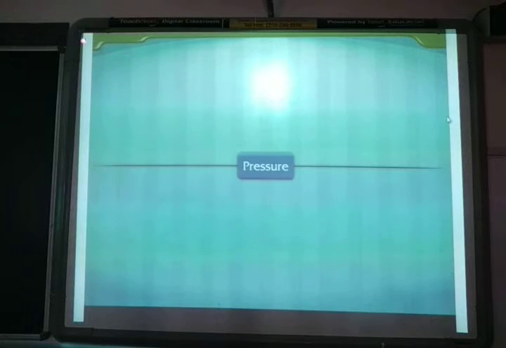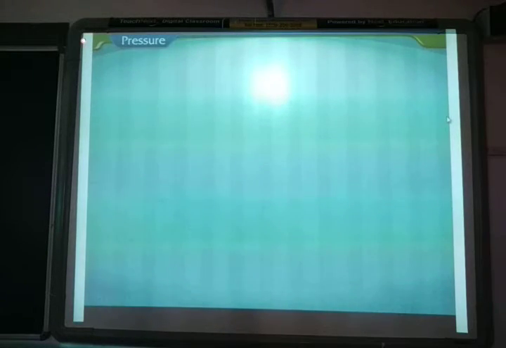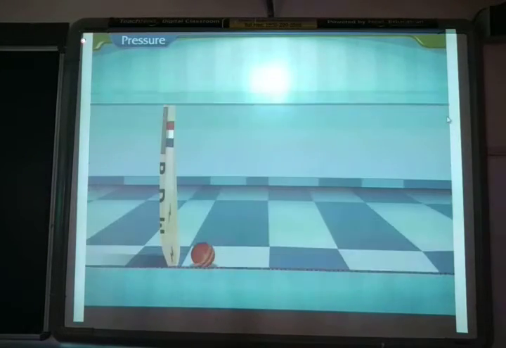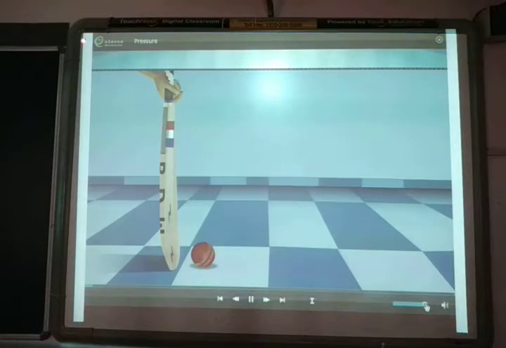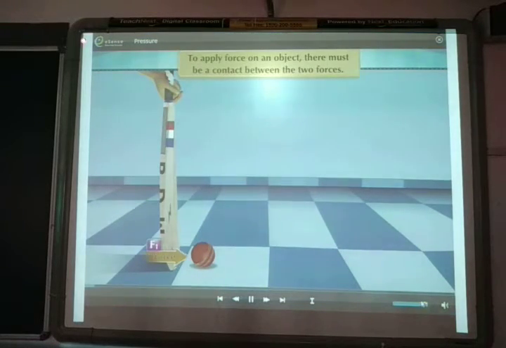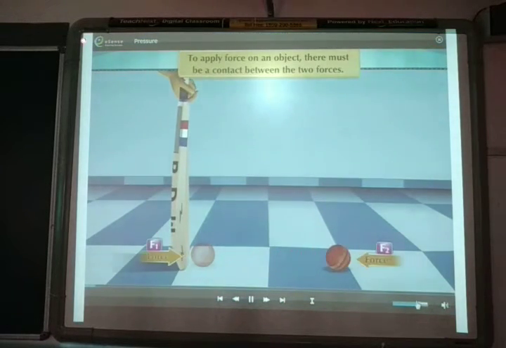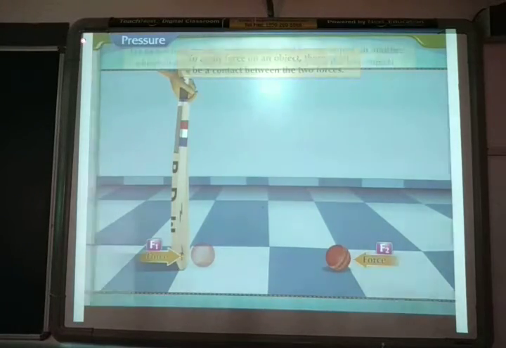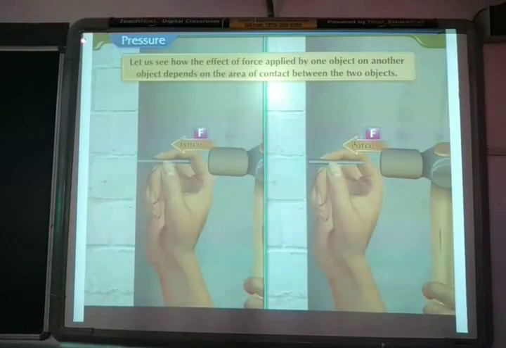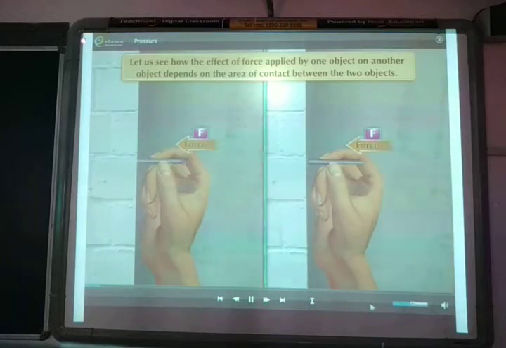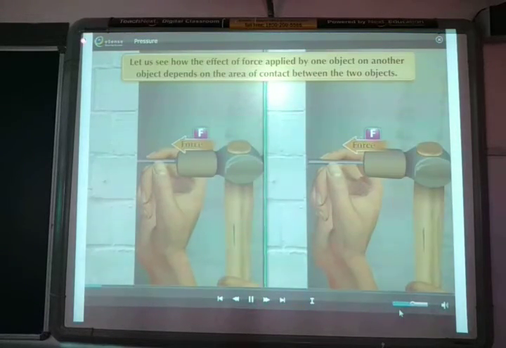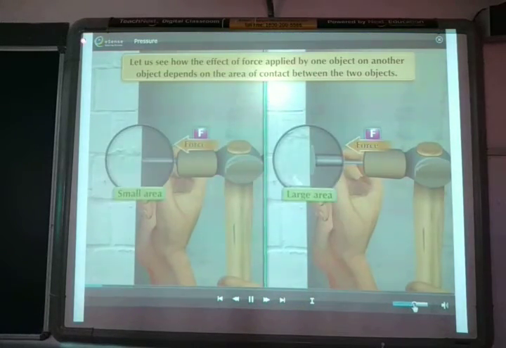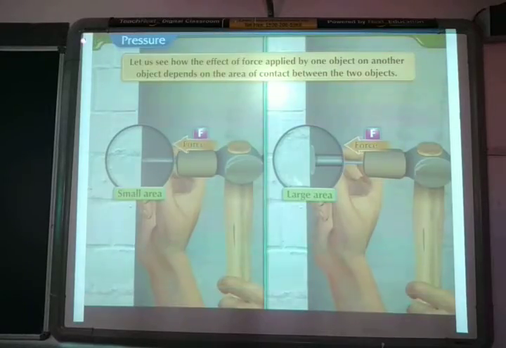Pressure. It is a common experience that to apply force on an object, there must be contact between the two objects. Before we discuss pressure, let us see how the effect of force applied by one object on another object depends on the area of contact between the two objects.